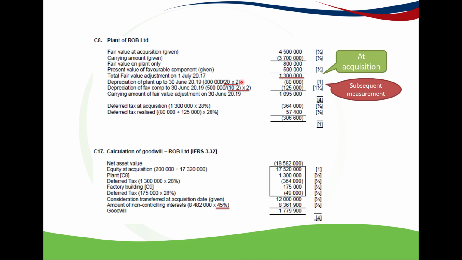It's just very important that we still split the depreciation between the two components, meaning the fair value adjustment on the plant and the favorable component. And the reason is the plant is depreciated over its useful life, and of course the favorable component is depreciated over the remaining lease term.